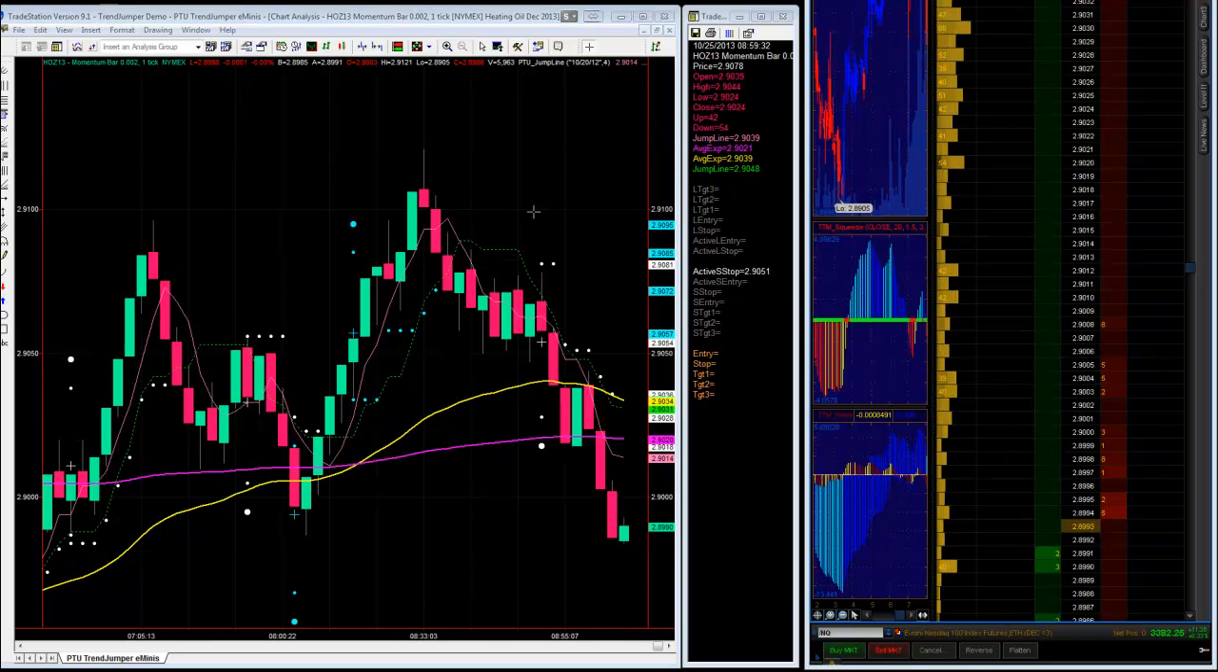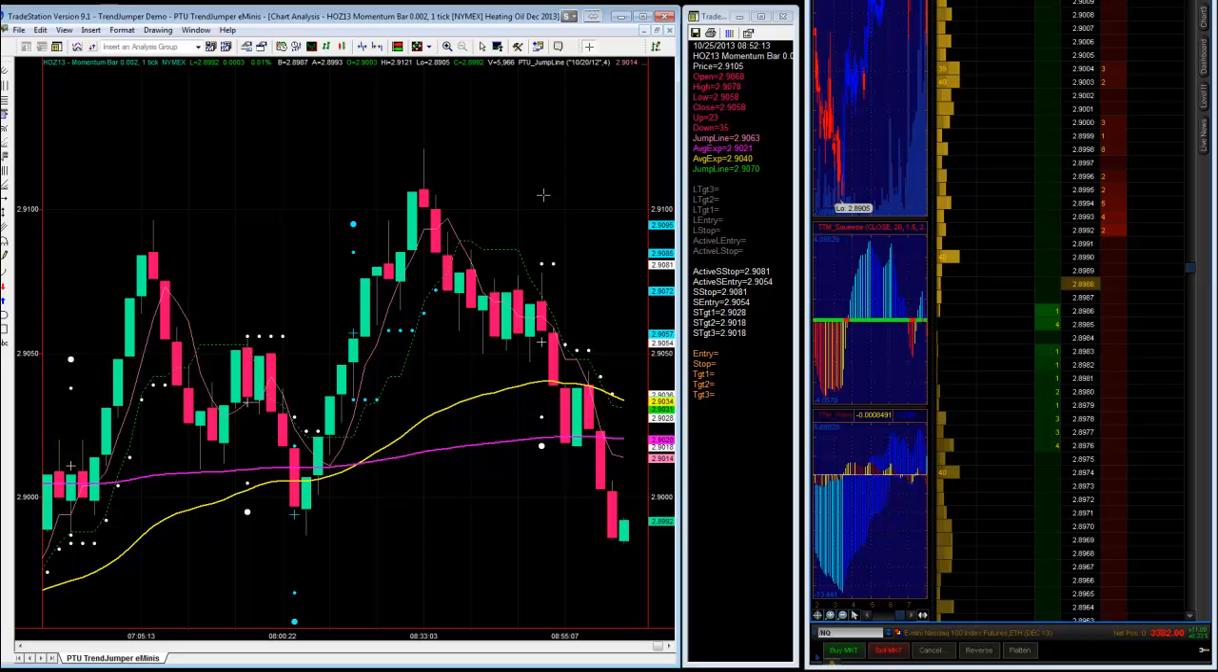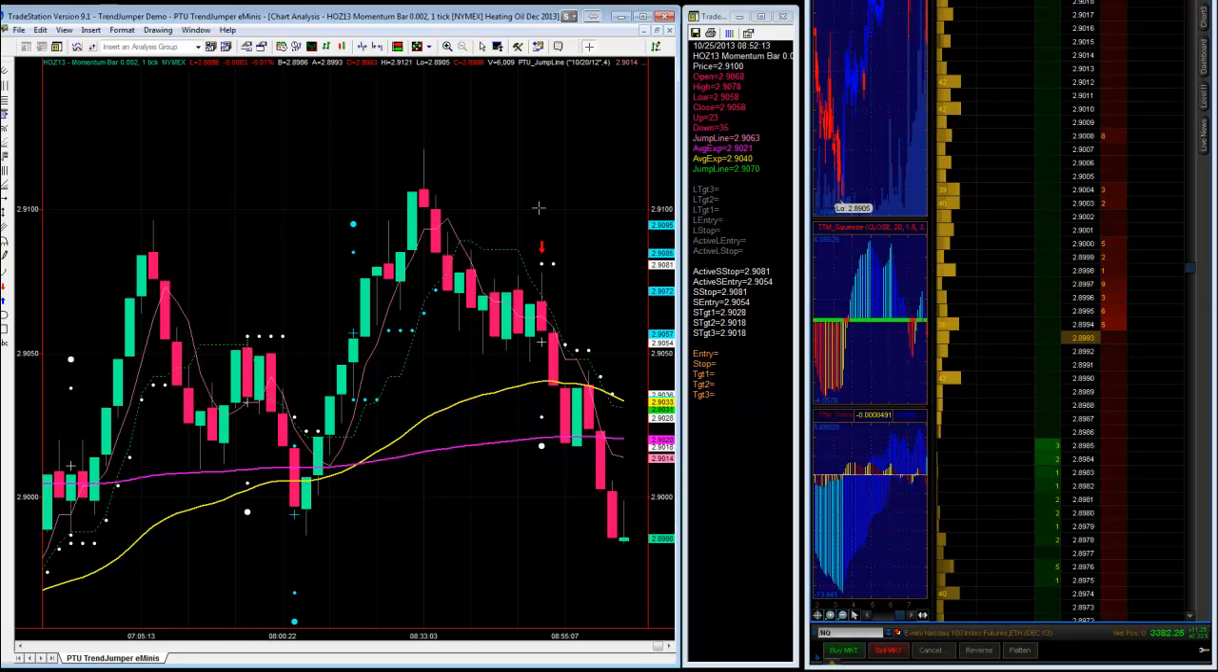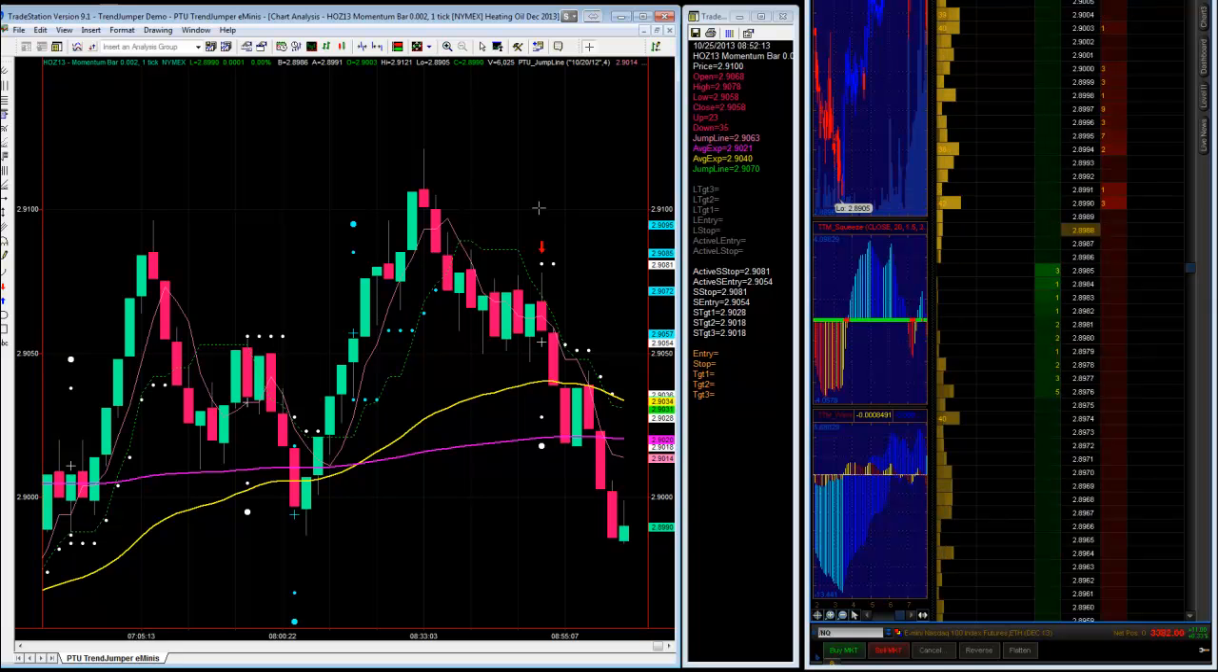Heating oil was already in a trade from a little bit before our start time. You could see would have been a nice winner. In fact, there's been a couple winners this morning right away. But we start at the same time every day. That way we can have consistent results and a consistent approach and something we can depend on. We run our trading like we would any other business.